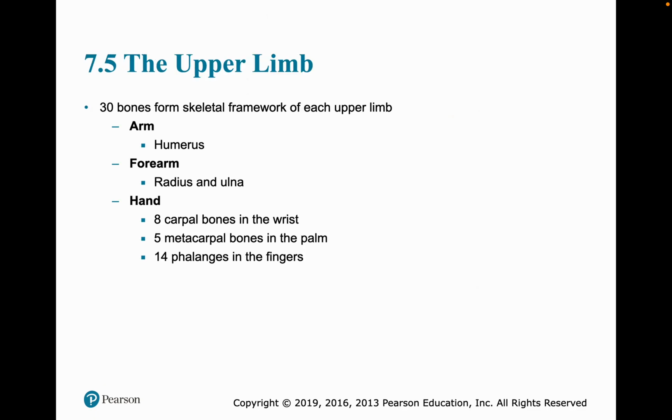In the arm, we have approximately 30 bones. The arm itself is the humerus, so everything from your shoulder to your elbow is what we anatomically refer to as arm. Below that is the forearm. The forearm contains the radius and the ulna. In our hand, we have 8 carpal bones in the wrist, 5 metacarpal bones that form our palm, and 14 phalanges that become our fingers.